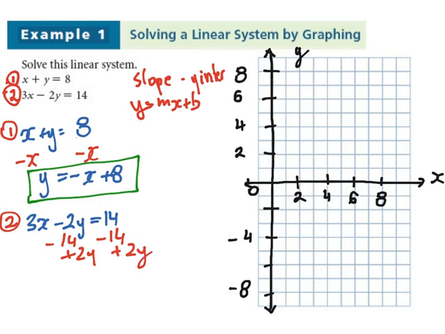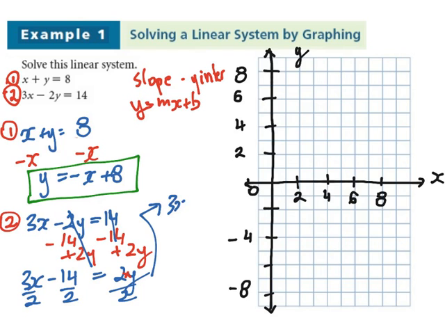In this case, the 14's cancel, the 2y's cancel, and on the right hand side we'll have 2y, and on the left hand side we'll have 3x minus 14. The next part is to get rid of the 2 by dividing both sides by 2. That means each and every term. So we'll have 3x over 2 minus 14 divided by 2, which is 7, is equal to y. And that is our second equation we are going to graph.